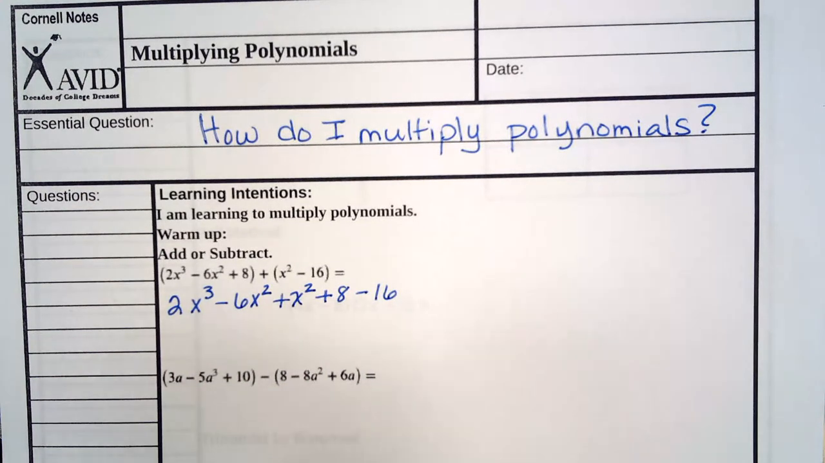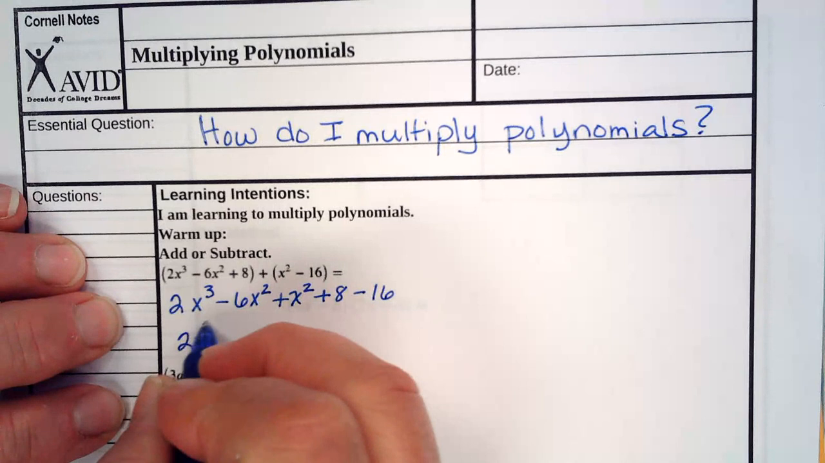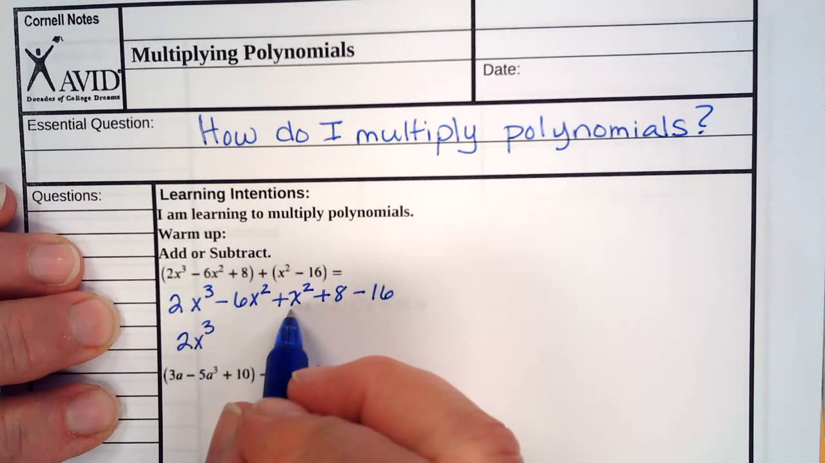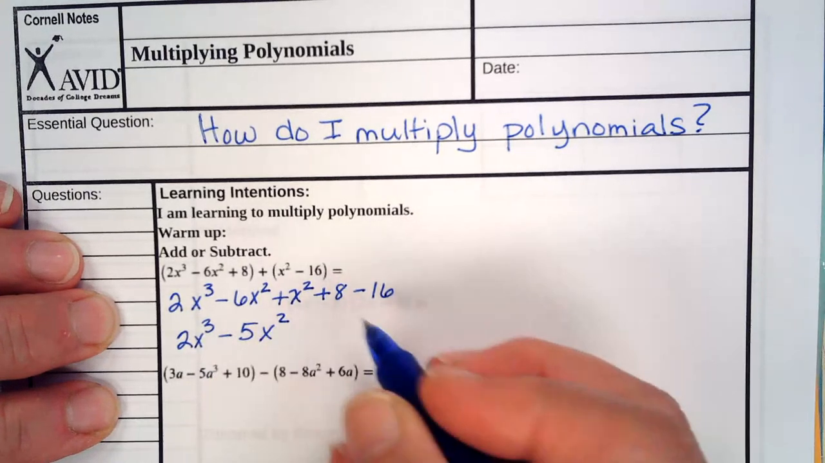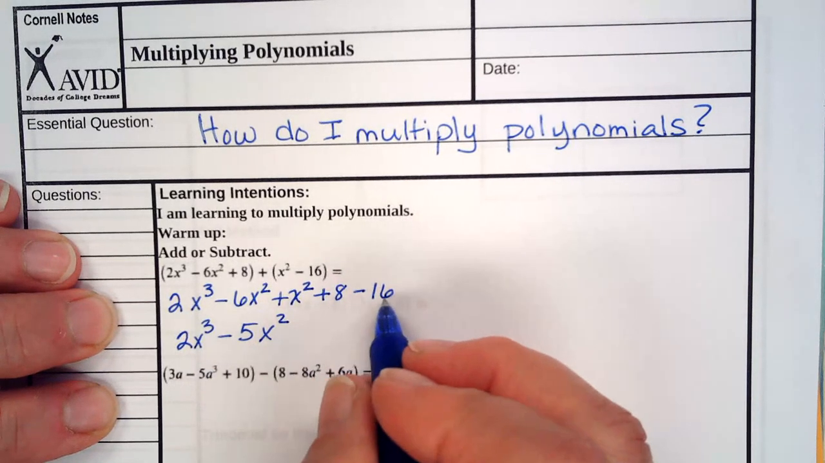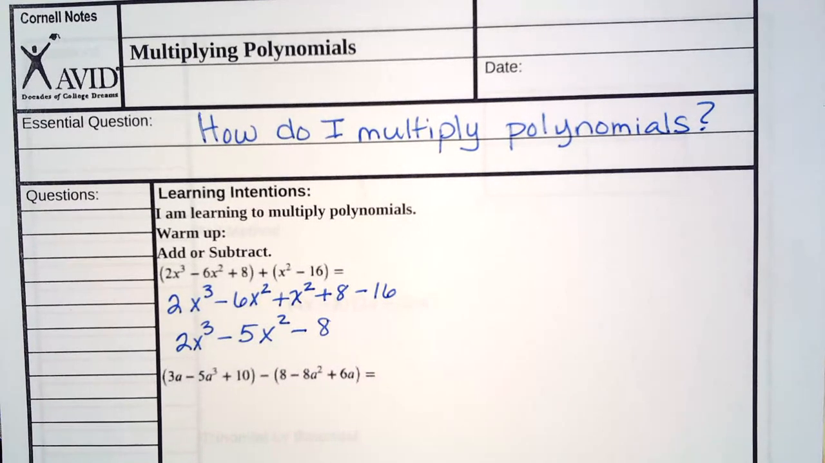Combine your coefficients. 2x to the third comes down. Negative 6 plus 1 is negative 5x squared. 8 minus 16 is negative 8. And we are done.